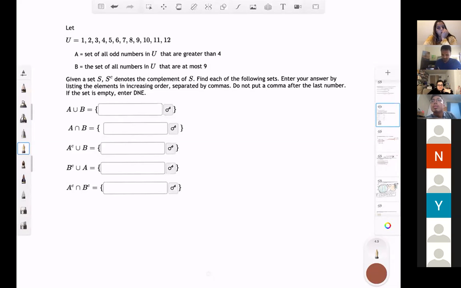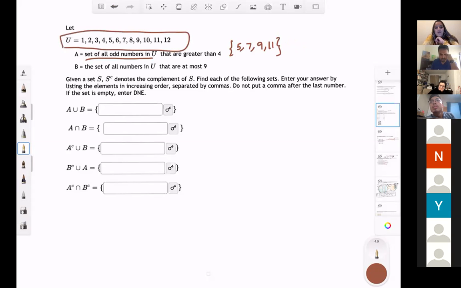So we have U as a universe, 1 through 12. A will be the set of all odd numbers in U that are greater than 4. So it will be 5, 7, 9, 11, 13, 15. Somebody stop me. No, I have 13 here. 11. I thought it was endless. No, the U is this one. That's why they call it the universe. The whole universe has only 1 to 12.